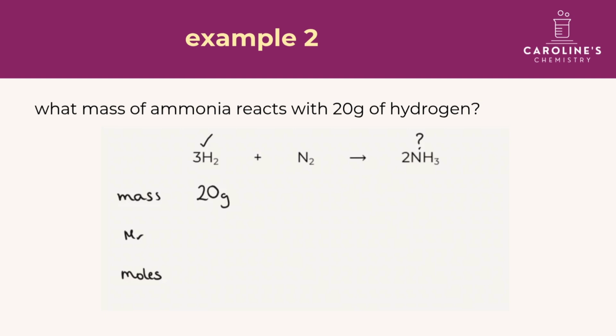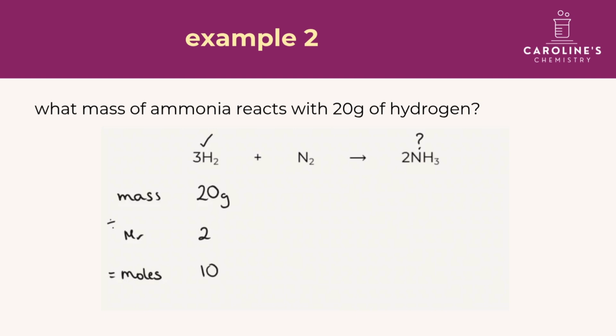Let's work down the first column, the hydrogen, that is our tick. So to work out the MR of the hydrogen, look at the periodic table. It has a mass of 1. We have 2 hydrogen because it's H2, so its MR is 2. To work out the moles, it's mass divided by MR equals moles. So therefore 20 divided by 2 is 10.